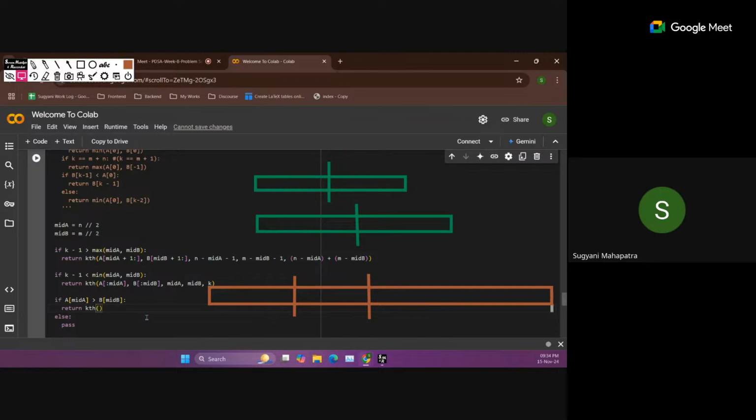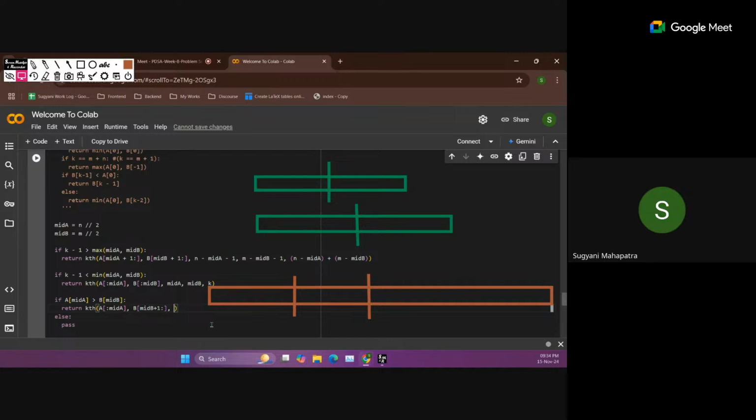So we will return kth of what should we search? We should search the left part of A and the right part of B. The left part of A is basically colon to mid of A, and the right part of B is middle of B plus 1 colon.